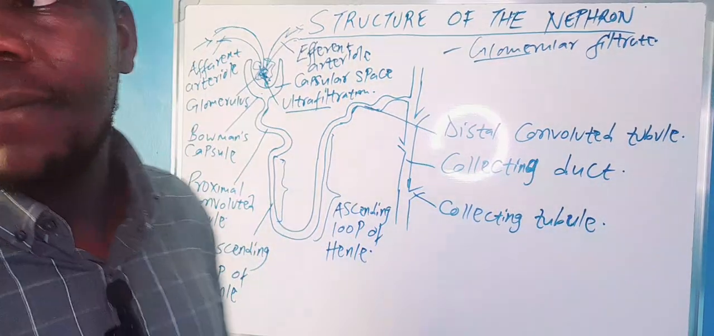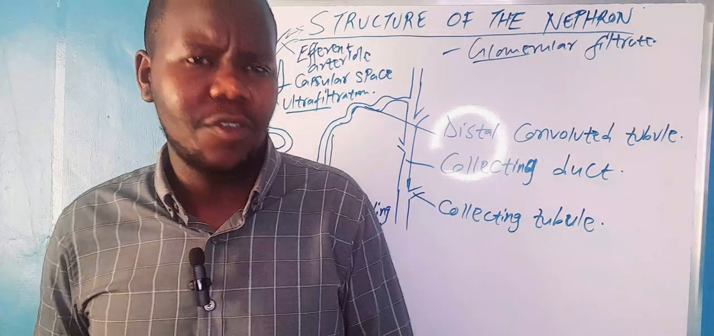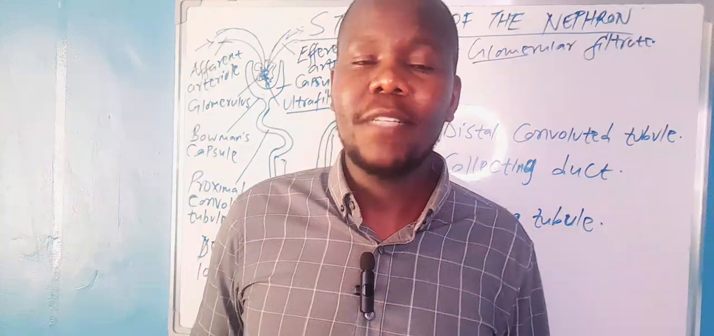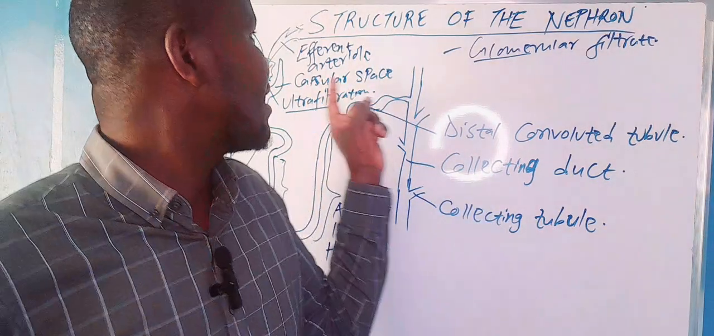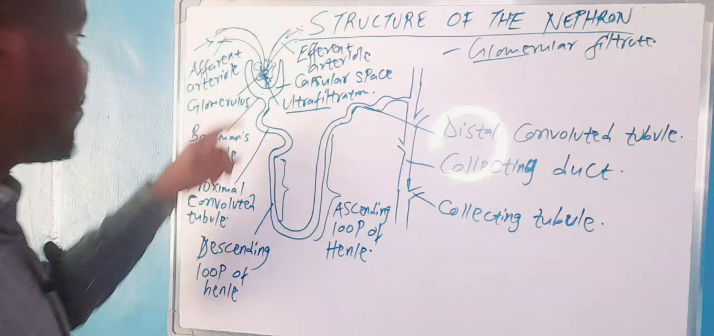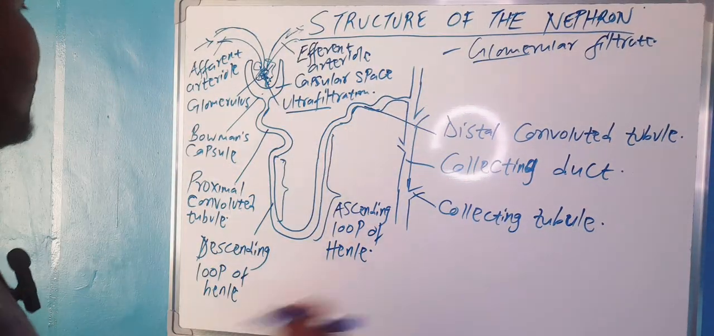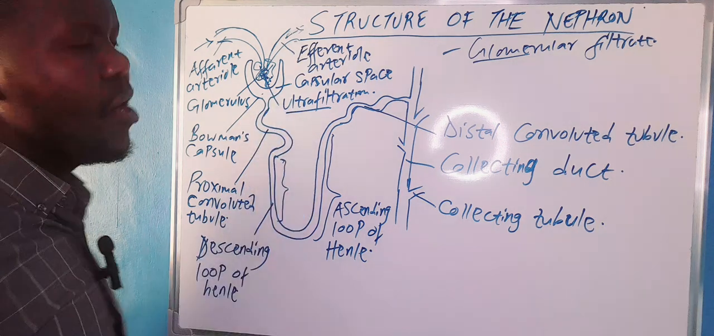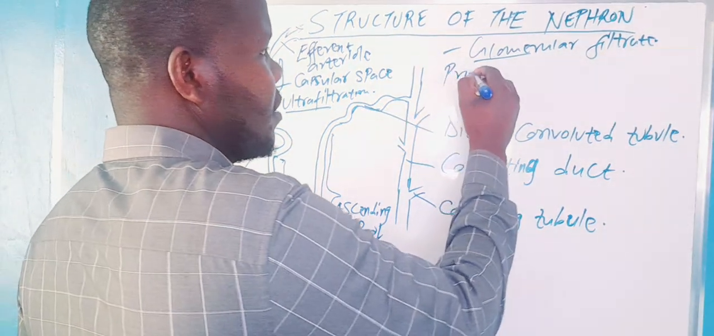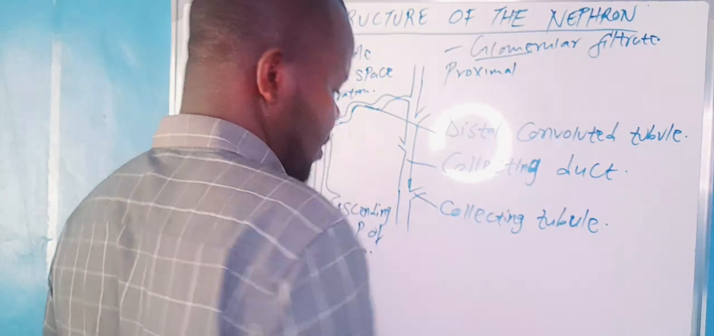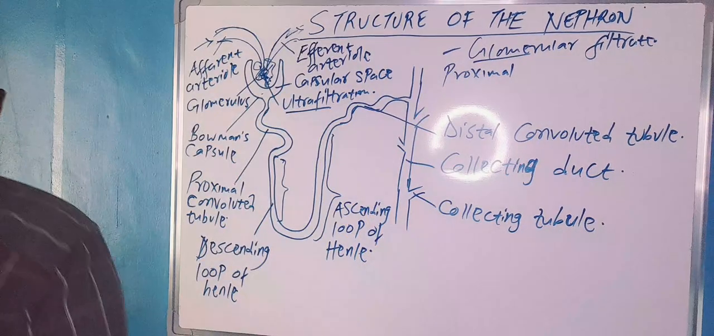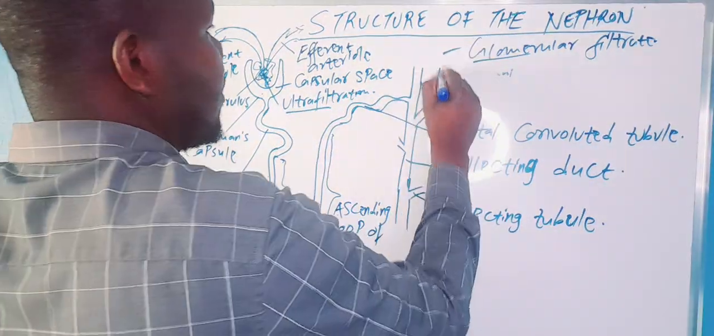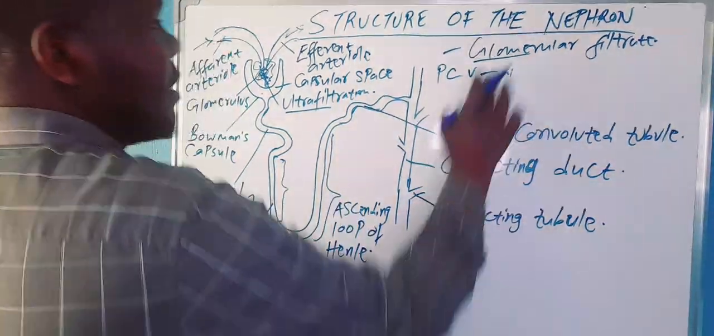From that point, we have two materials that cannot be filtered. Which are those? The blood cells and the plasma proteins, and because of their large size, they will just leave through the efferent arteriole. From this point, the glomerular filtrate will flow to the proximal convoluted tubule. What happens in the proximal convoluted tubule? So let me just use abbreviation: proximal convoluted tubule. What happens at that point?